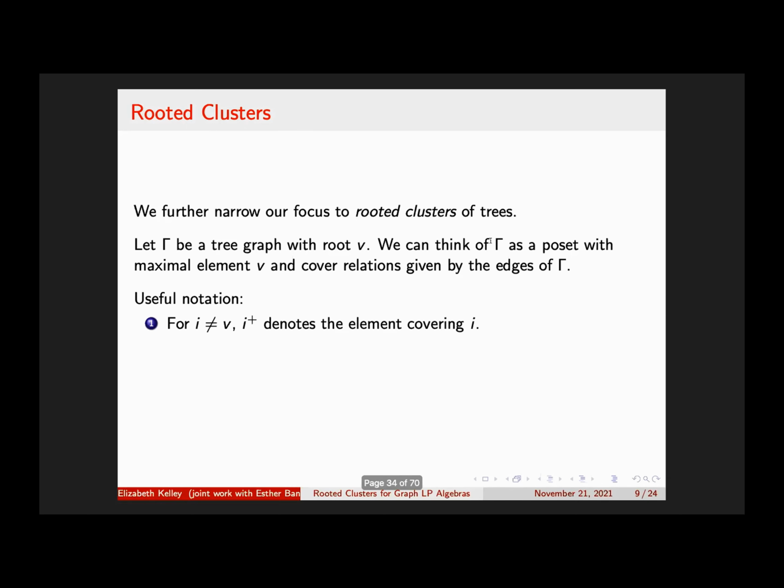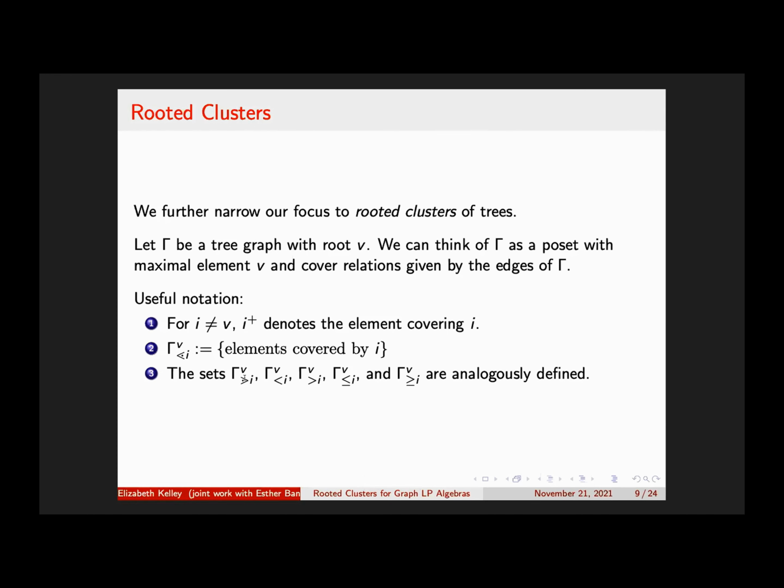So just to give you a little bit of useful notation, you don't need to remember this notation, but it will show up in some formulas. So I want you to have at least seen it. So if I'm thinking about any vertex other than the root, I'll use i+ to denote the element that covers it. And then I can use a combination here of, so here Γ would stand for the graph, the superscript tells you the root on the graph, and then the subscript is telling you what vertices to look at. So here, these would be the set of elements covered by i. And then similarly, I could do the set of elements covering i, all elements strictly less than i, less than or equal to i, and so on.